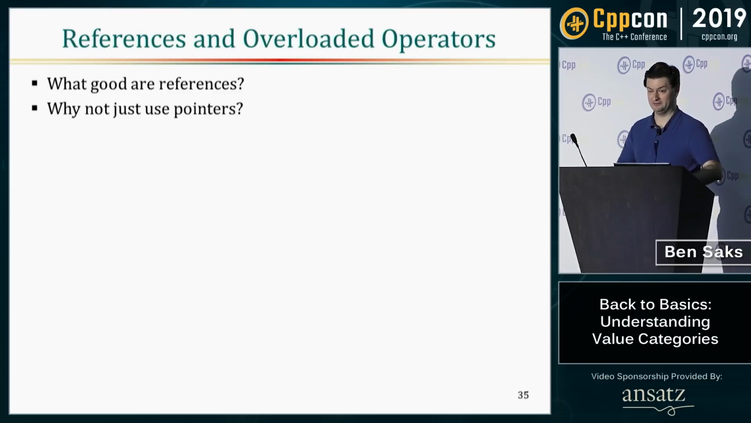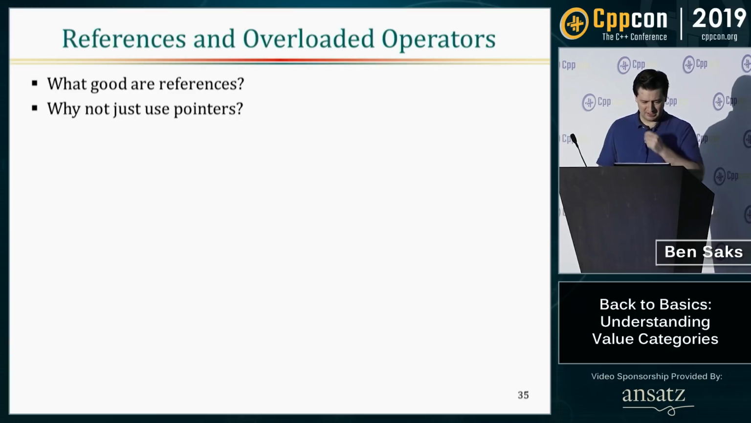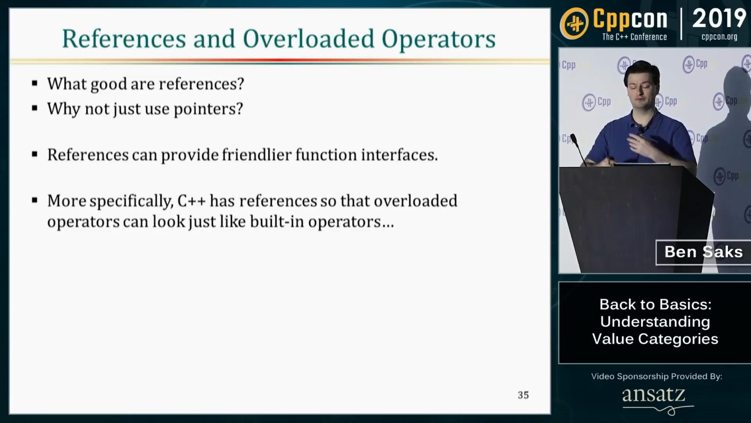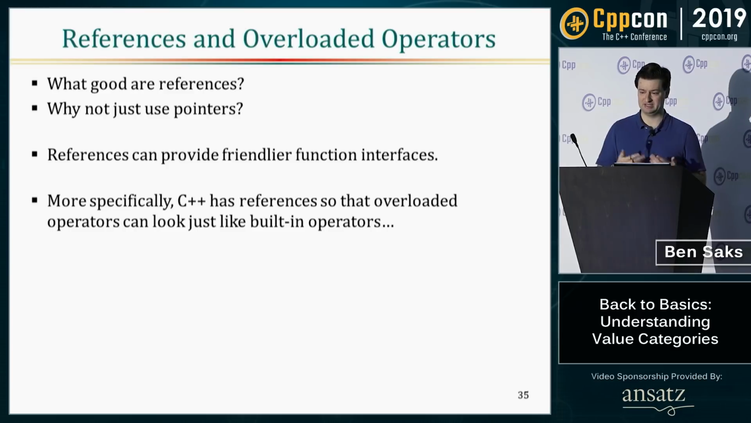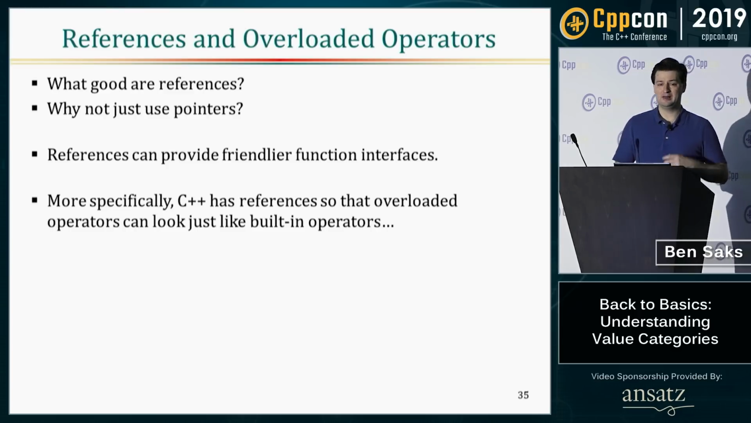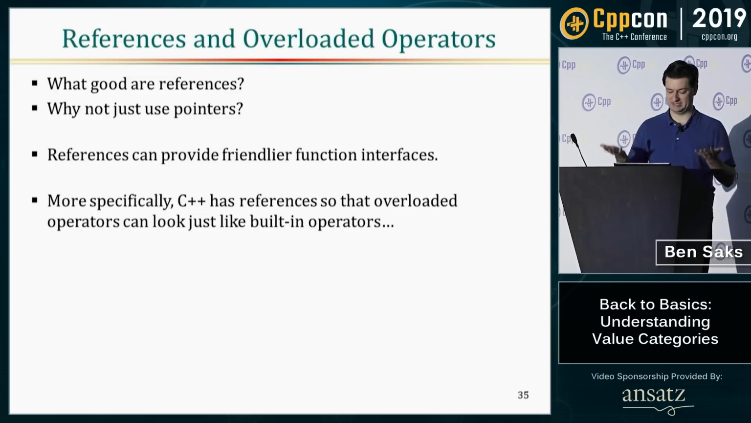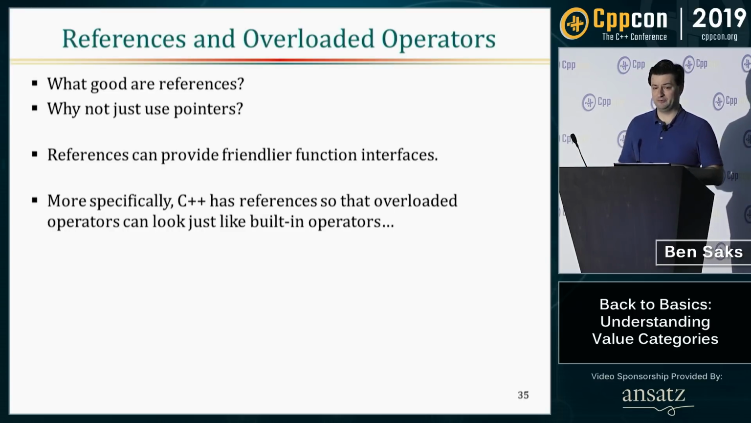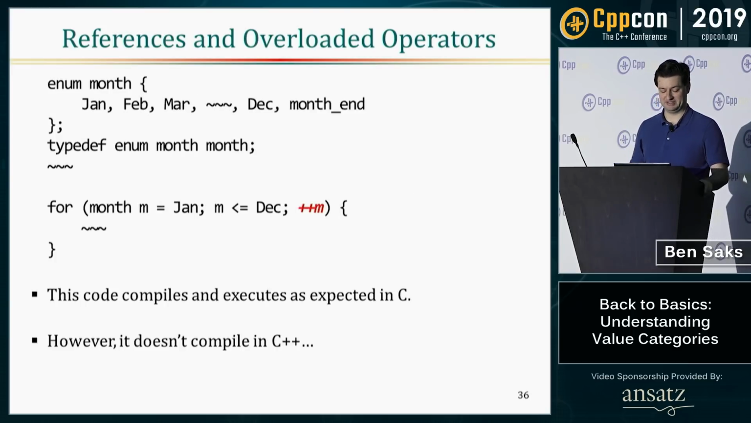So why did the language choose to introduce references if they complicated things like this? The real reason that references are in C++ is to make overloaded operators work the way that you would like. One of the design philosophies in C and C++ is that built-in types and class types should behave very much the same. You should be able to write a class type that looks like a built-in type. And if we don't have references, it's really hard to write overloaded operators that give us that behavior.